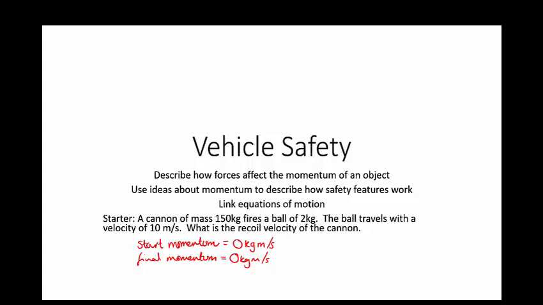So we've got to therefore work out if the ball's going forward, how much momentum is the cannon going to have going backwards. So the momentum of the ball is mass times velocity, 2 times 10, which is 20 kilogram meters per second. That's in the forward direction. The momentum of the cannon is therefore going to have to be 0 minus 20 kilogram meters per second, which gives us minus 20 kilogram meters per second.